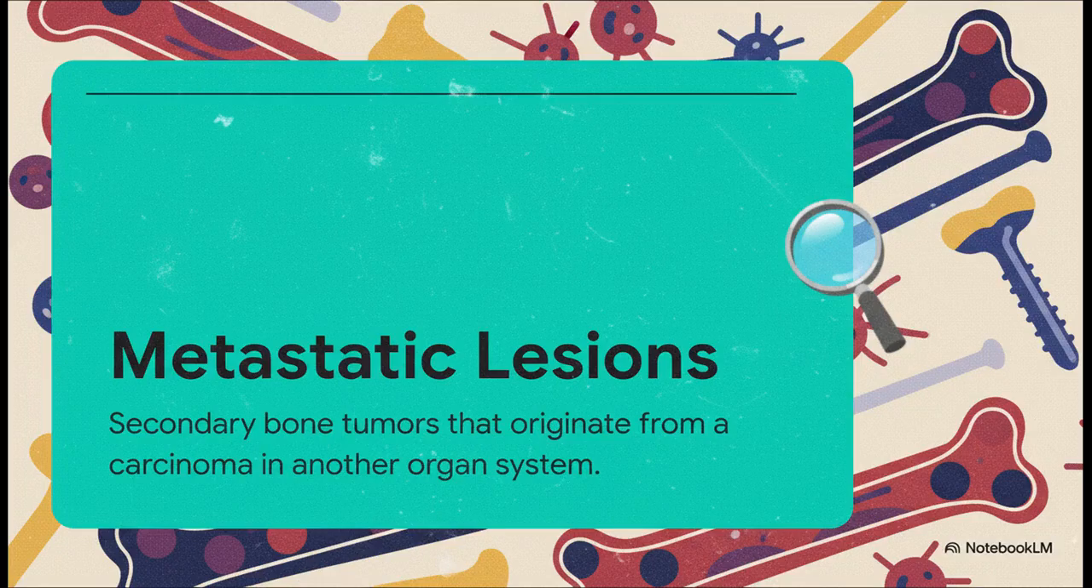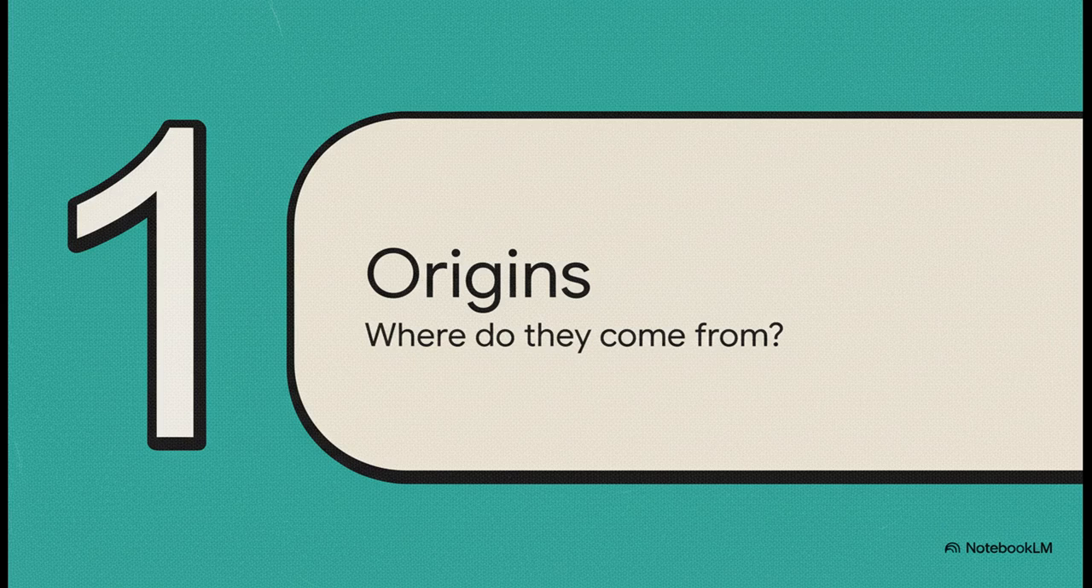So, the crucial point here is that we're dealing with cancer that has traveled. These aren't primary bone sarcomas. They're secondary tumors that have seeded the skeleton from a cancer somewhere else in the body. And this distinction, well, it's the bedrock of our entire treatment philosophy. It changes everything. That brings us to our first logical question. If these tumors are travelers, where are they coming from?